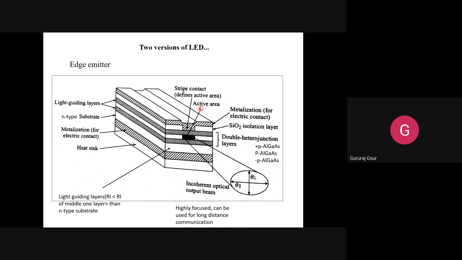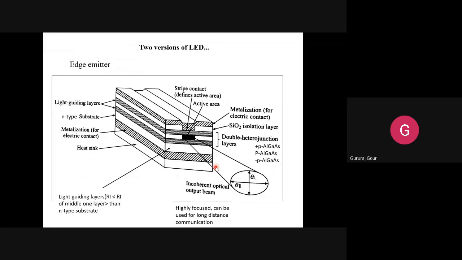Above that, you can see a stripe contact here. Silicon dioxide isolation is kept above these layers to isolate them from the outermost metallization where the electrical contact is going to come. So the confinement layers are properly isolated by the silicon dioxide from the outermost metallization layer. Below these heterogeneous layers, we got a substrate, and below that we got metallization for the contact, and the bottom layer is meant for the heat sink to improve the performance of this edge emitter.